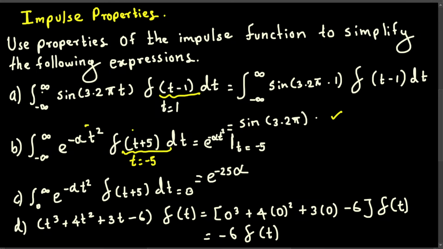This one remains the same. If we plug minus 5 for the t, minus 5 square is going to be 25, but we still have a negative in front, so this is going to be negative 25 alpha, like this, right? And if you integrate an impulse function with respect to t from negative infinity to infinity, that's going to be 1. So this is what you're going to get finally. This is the final answer, e power minus alpha t square.